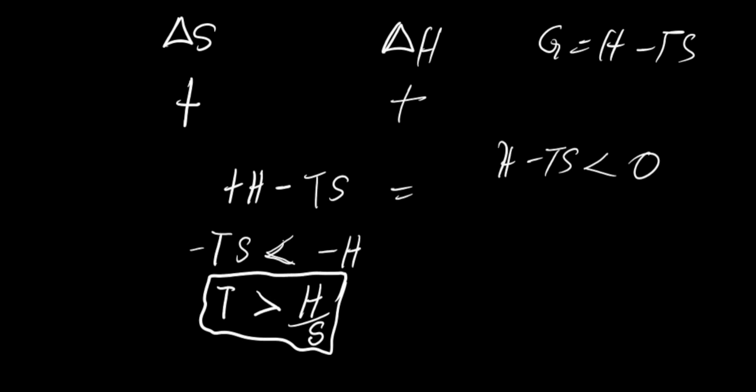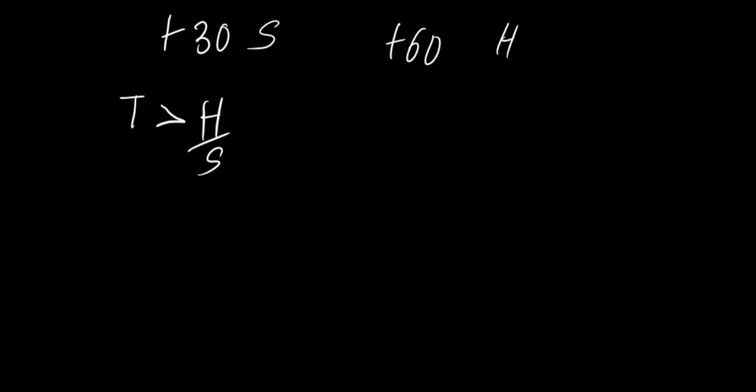When we have both entropy and enthalpy to be positive, in order for the reaction to be spontaneous, that is, in order for the free energy to be negative, then the temperature must be greater than the ratio of enthalpy to entropy. Take, for instance, we have positive 30 to be our entropy, and we have positive 60 to be our enthalpy. So this is H, and then this is S. We said the condition for this reaction to be spontaneous would be that the temperature should be greater than the ratio of these two values.